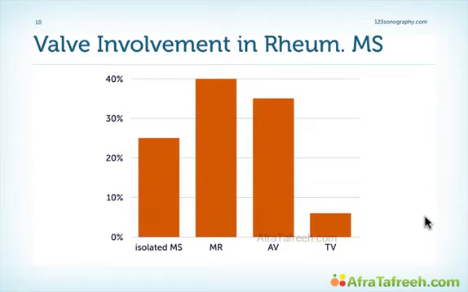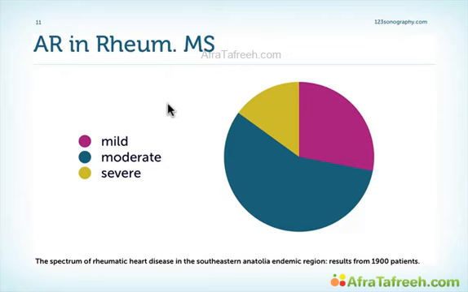So, as you saw in the examples, very frequently we also have other valve pathologies. As a matter of fact, only 25% of patients have isolated mitral stenosis. More patients have mitral regurgitation in addition to MS, and aortic valve pathologies, for example, aortic stenosis or regurgitation in addition to mitral stenosis. And approximately 5 to 6% of patients also show pathologies of the tricuspid valve. If we take a look at the severity of AR, we will find that most patients have moderate to severe AR.